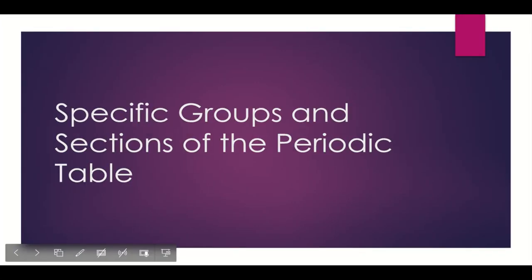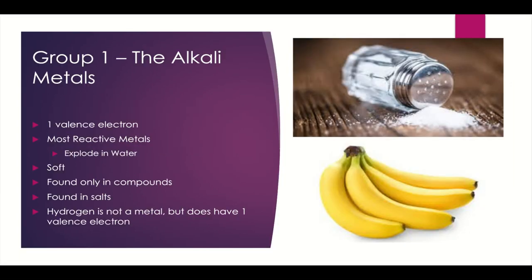Okay, so our next periodic table video here is on specific groups and sections of the periodic table. So we've learned about the general stuff. Now we're going to go into more specifics. So the first thing we're going to talk about is group one. These are the alkali metals.